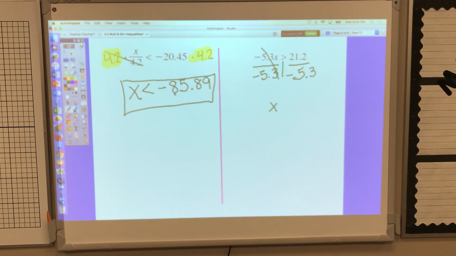This time, what I'm changing it by on both sides is negative, so my sign is no longer going to become greater than, it's going to become less than. So x is less than, and when you divide 21.2 by negative 5.3, you end up with x is less than a negative 4. Again, that symbol changed in the second problem because what I changed on both sides was negative, and it remained the same in the first problem because my multiplication on both sides was positive.